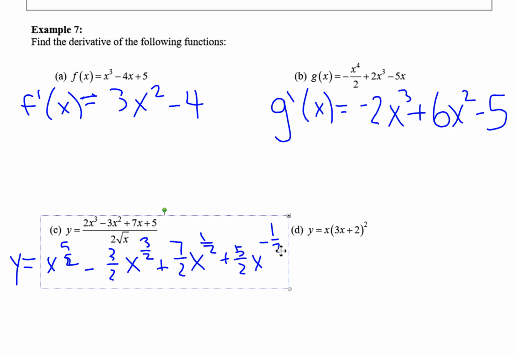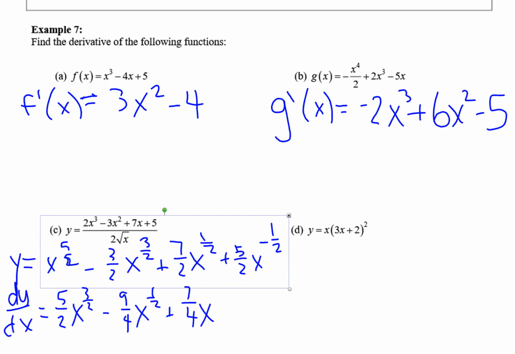Now we use the power rule. Okay, and I'm going to write dy dx. So we have 5/2 x to the 3/2 minus 9/4 x to the 1/2 plus 7/4 x to the negative 1/2 minus 5/4 x to the negative 3/2. And there you go. And again, you can rewrite it if you want so that it's a fraction, or don't. It's okay. I'll change the color here.